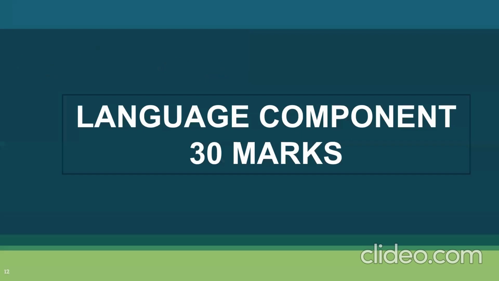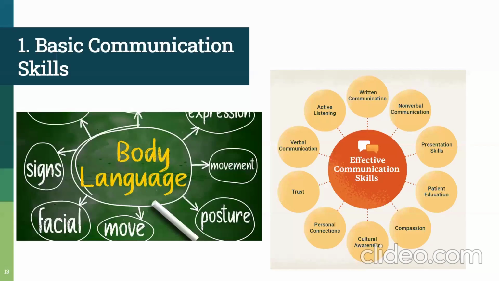marks. Now we are going to have a discussion here about the language component, which has the weightage for 30 marks. Under the language component, we have the very first topic, basic communication skills. Here, you will learn the meaning of communication, the effectiveness of communication skills, verbal communication, non-verbal communication, and body language. So here, they will ask you the 2 marks or the 1 marks questions. So you can watch my special videos on communication skills. The links are available in the description box.